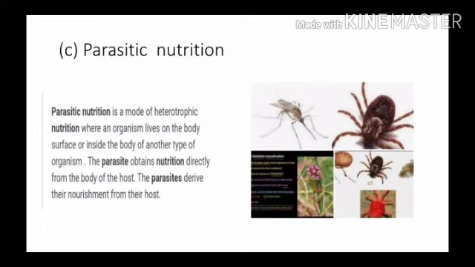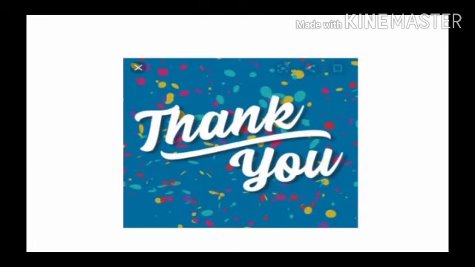For examples, bedbug, mosquitoes. Animals like tapeworm and roundworms live inside the body of other animals and obtain their food. This is endoparasitic nutrition and these animals are known as endoparasites. I hope you all will understand.